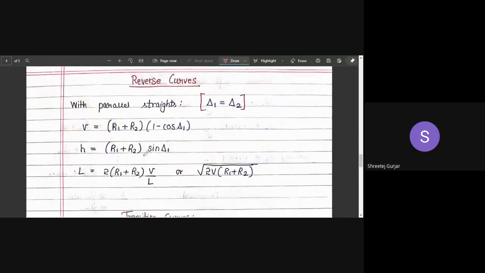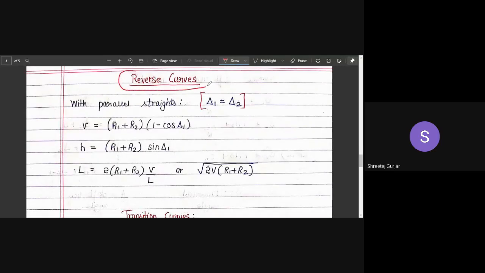Then we have learned regarding reverse curves. For a reverse curve, the important condition here is delta 1 is equal to delta 2. Then we have derived these formulas: small v, then the horizontal distance between them, and the long chord length, capital L. These formulas are very important.